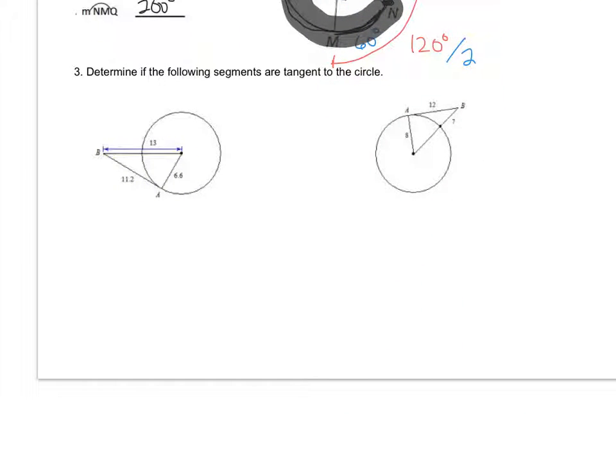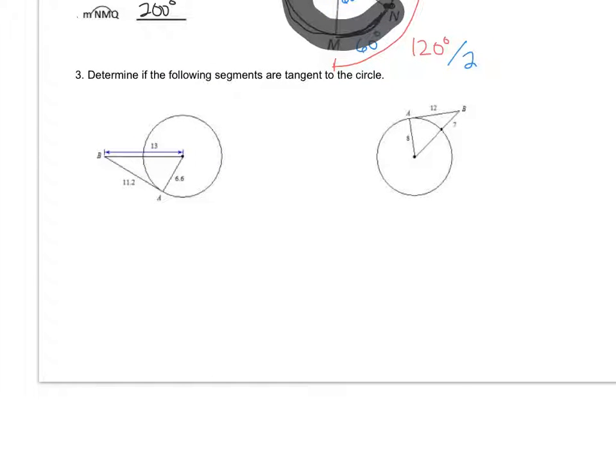So 3 is problems where it's trying to determine if the following segments are tangent to the circle. Remember, they're tangent only if they make a 90-degree angle. And the easiest way to show if something makes a 90-degree angle is to see if the Pythagorean theorem holds.